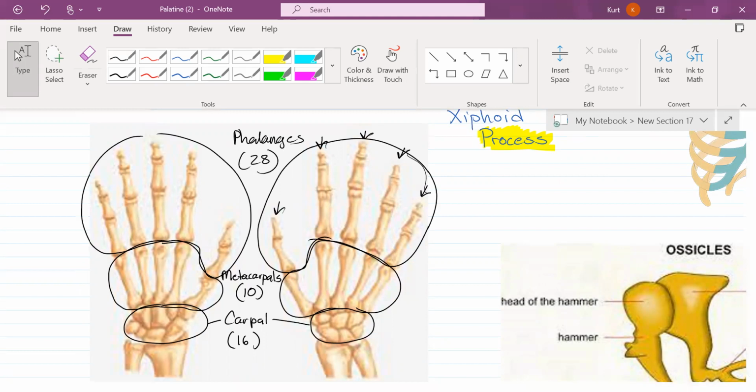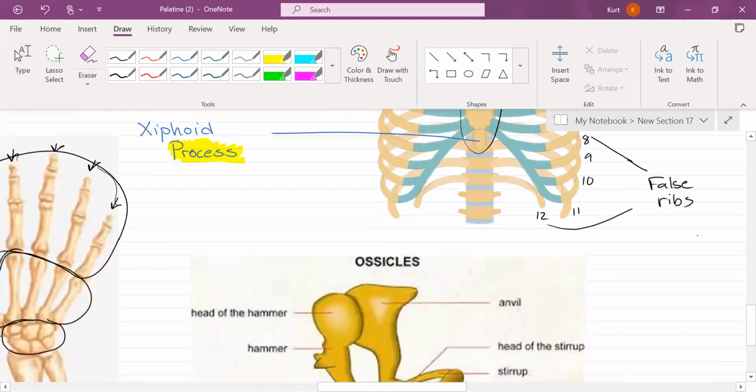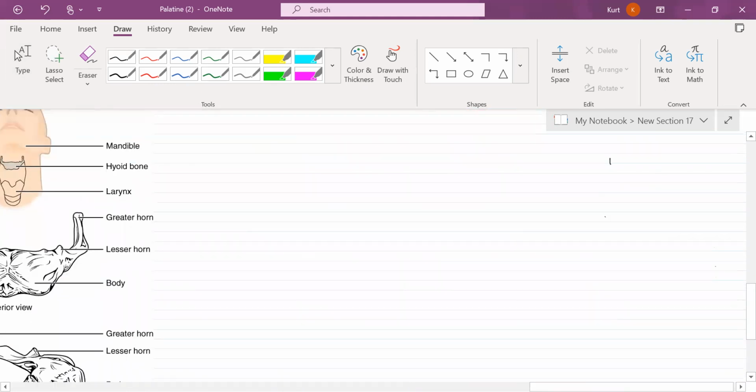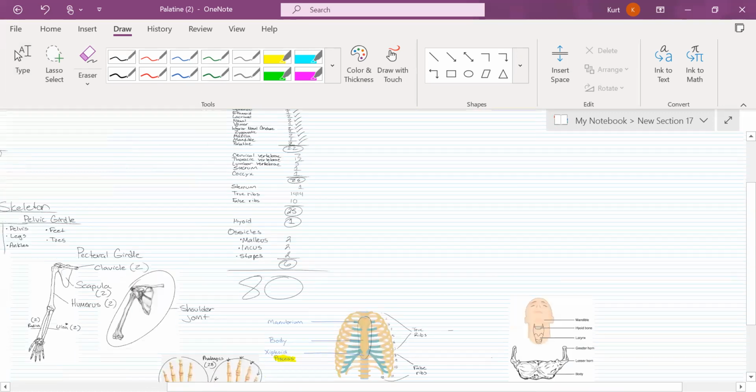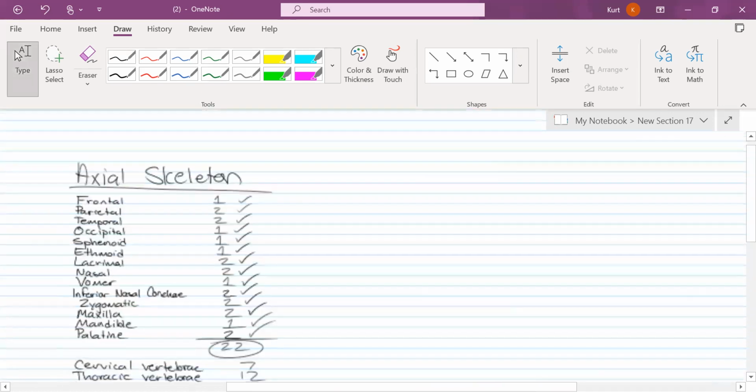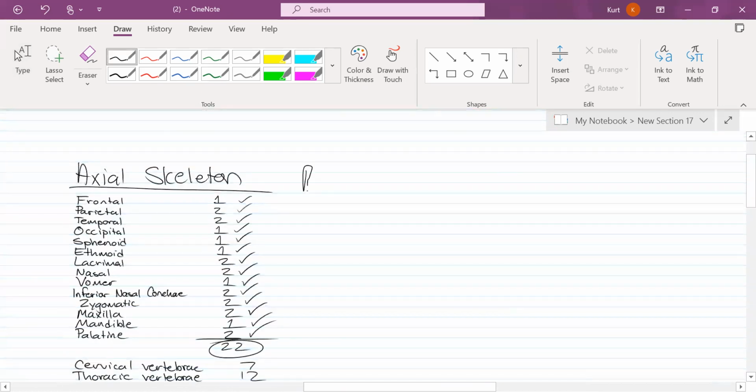Okay, and that is it for your pectoral girdle. So let's put them on the list. Let's come over here and start a new list. Appendicular.